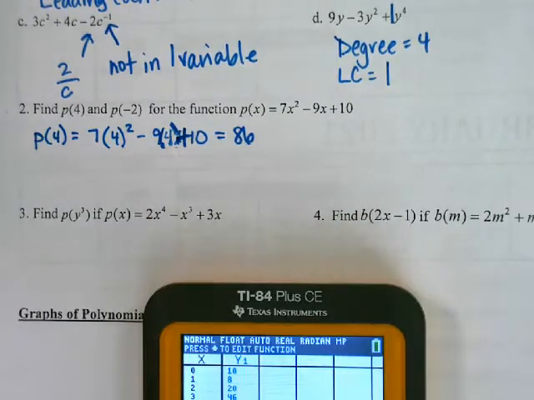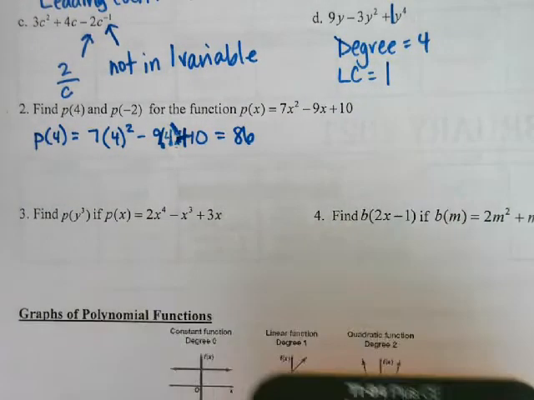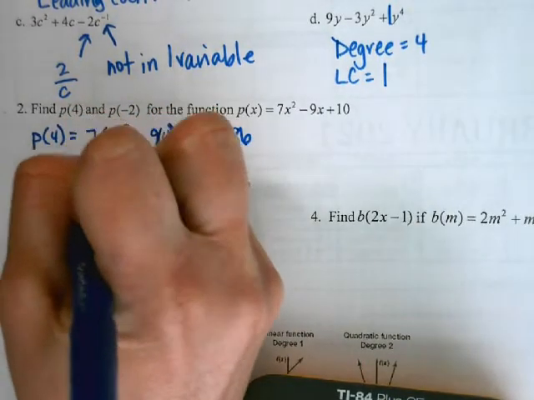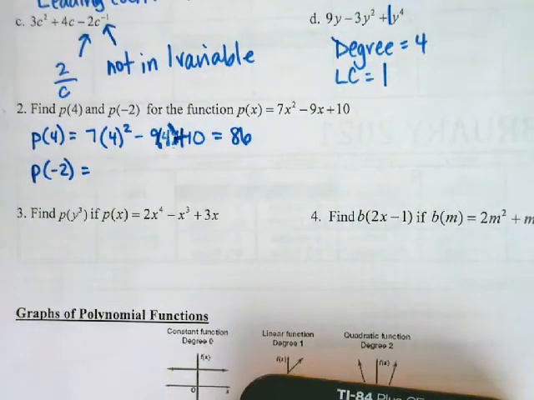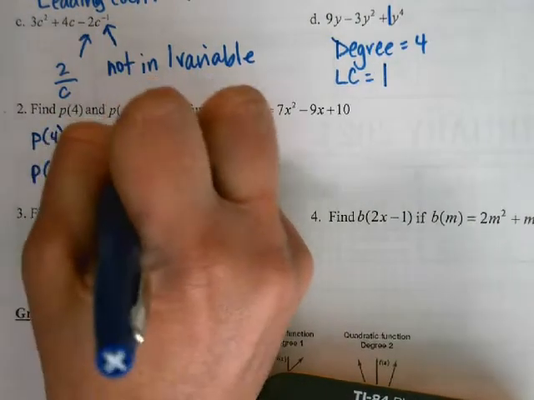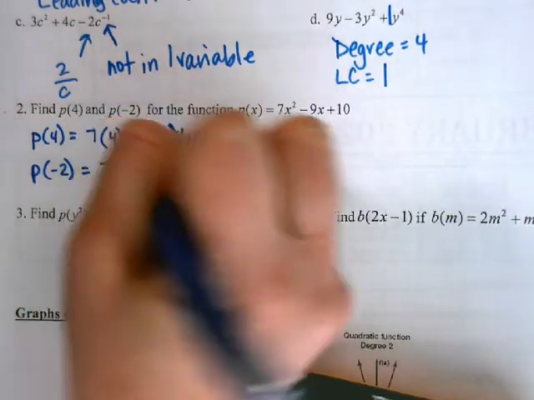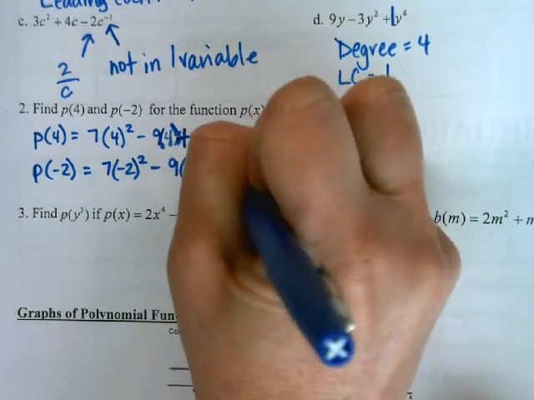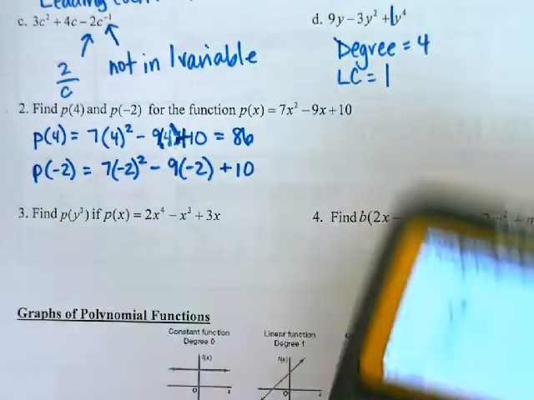Okay, well, it asked us for a 4 and a negative 2. Be careful when you plug this one into your calculator that you use lots of parentheses, because it's negative 2 squared.